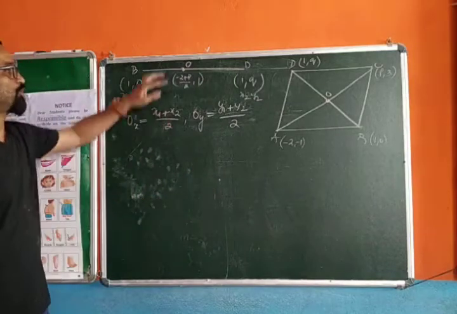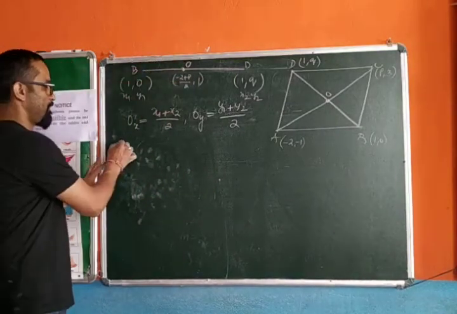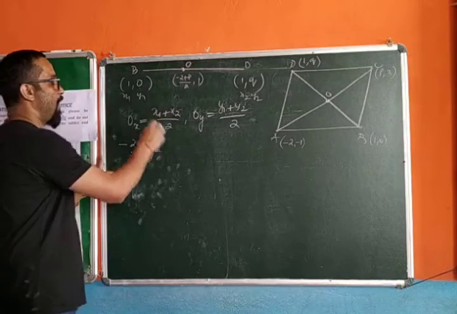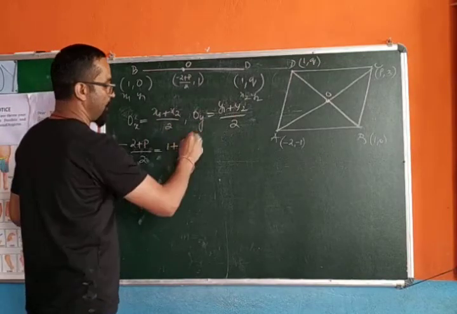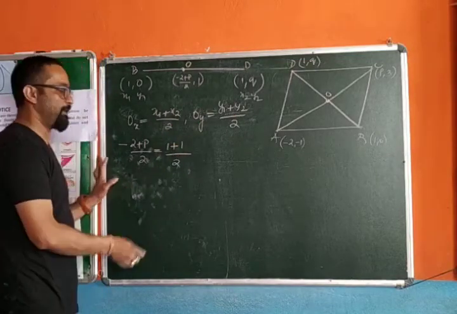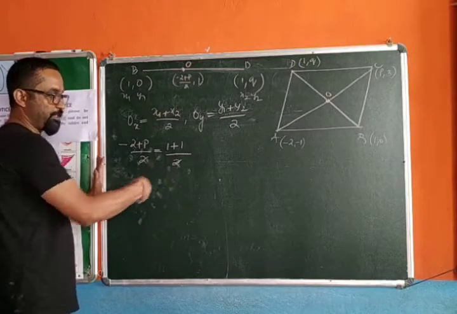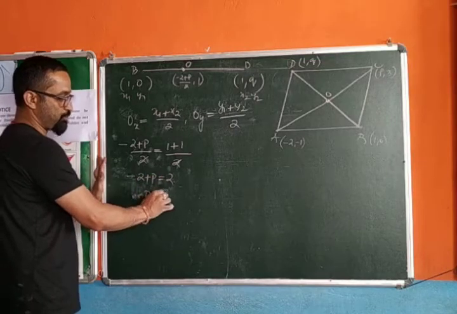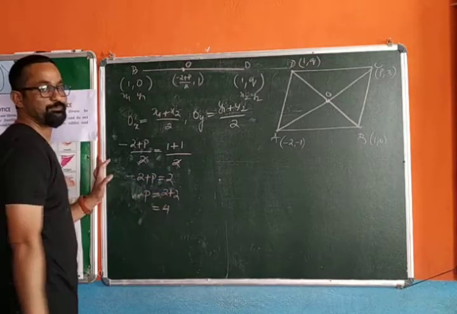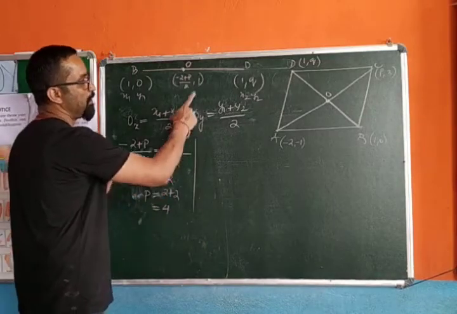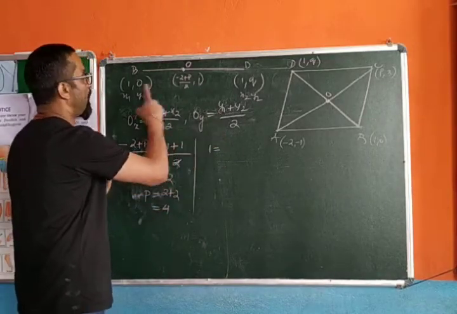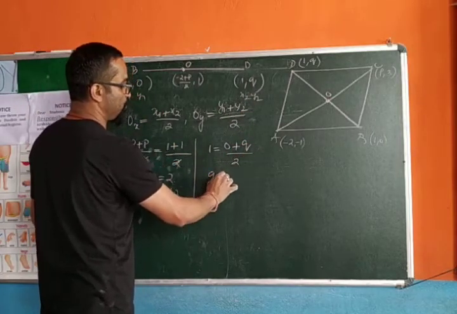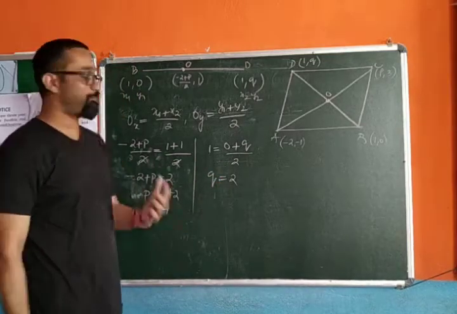After this, substitute Ox: (-2 + p) divided by 2 equals (1 + 1) divided by 2, where x1 is 1 and x2 is 1. Simplified, the denominator you can cancel. -2 + p is equal to 2, so p is equal to 2 + 2, which is 4. We got the first one. Now Oy is 1: (0 + q) divided by 2, where y1 is 0. Cross multiply, q is equal to 2. The value of p is 4 and q is 2.